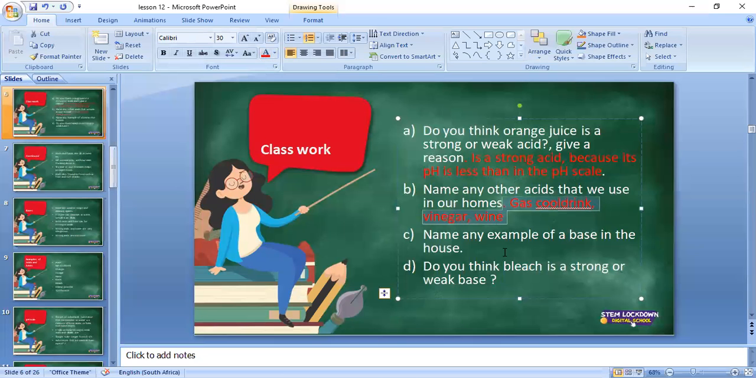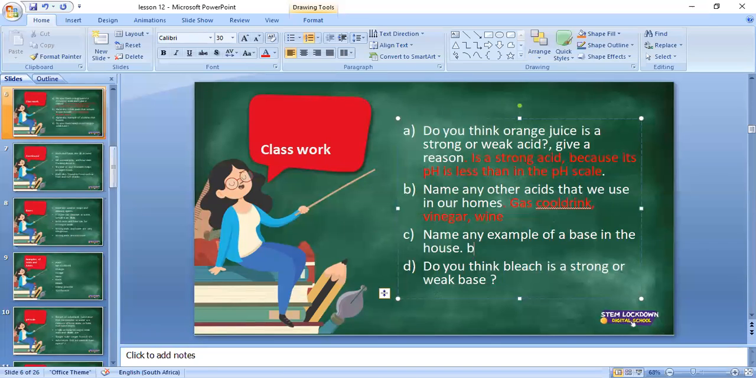Then, name any example of a base in the house. A base is anything that has a pH value above 7. The weak bases are between 8 to 10, and then 11 to 14, or 12 to 14, actually. Yes, 8 to 10 will be your weak bases, 11 to 14 will be your strong bases. So name any example of a base in the house.